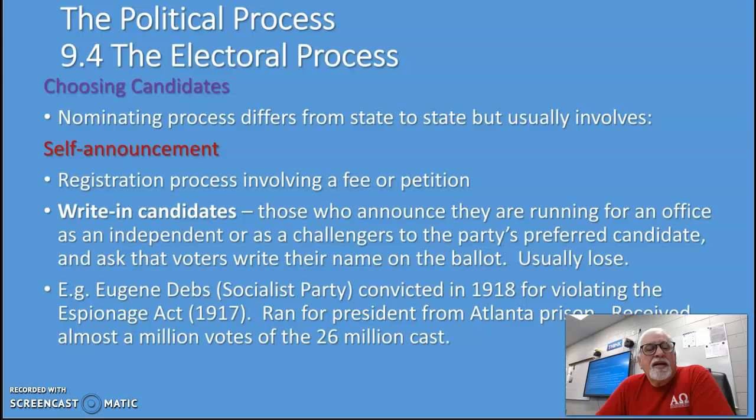Eugene Debs ran as an independent Socialist Party candidate in 1918, and he was in prison. Kind of unusual to run for office in prison, but he was in the Atlanta prison, and he received almost 1 million votes out of the 26 million votes that were cast.